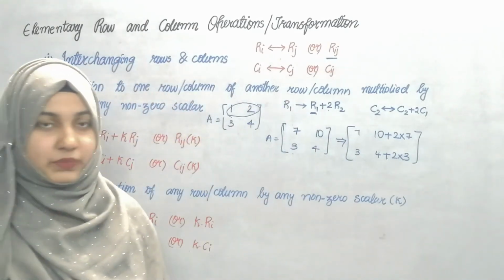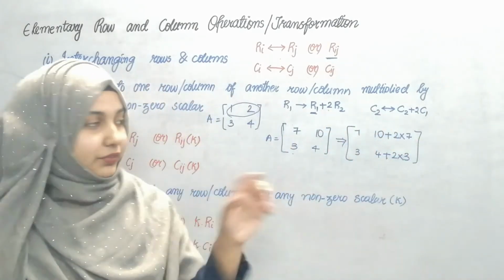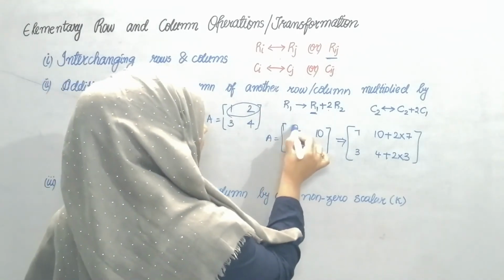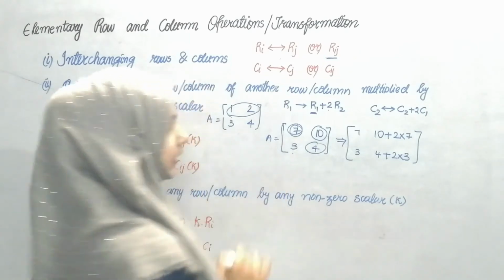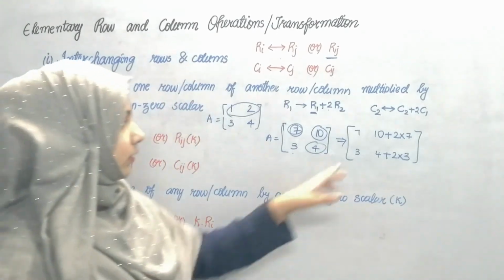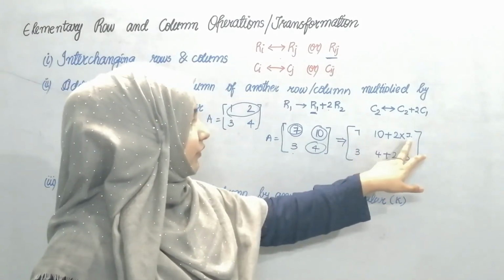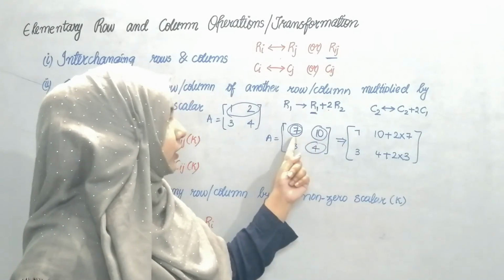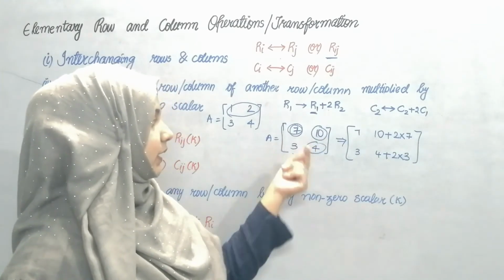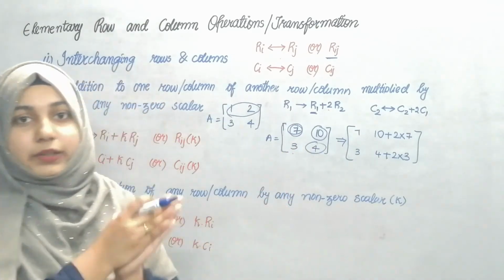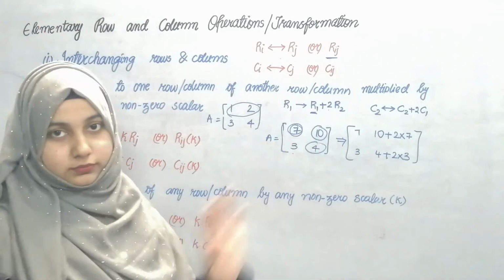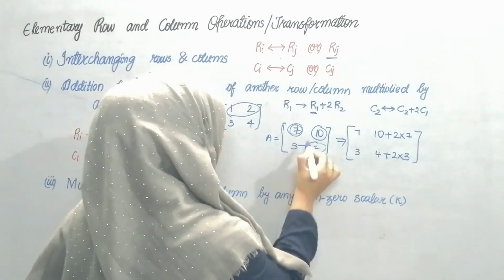Getting? Clear? Here, you will have 1-to-1 relationship. This element you will add with this element. You will not add this element with this element. Obviously, right? So why are we doing 10 plus 7 only? Why 10 plus 7 only? Because 1-to-1 relationship. If you are considering the second element, you need to add this with the second element of the first column. Okay? Getting? This will be 1-to-1.